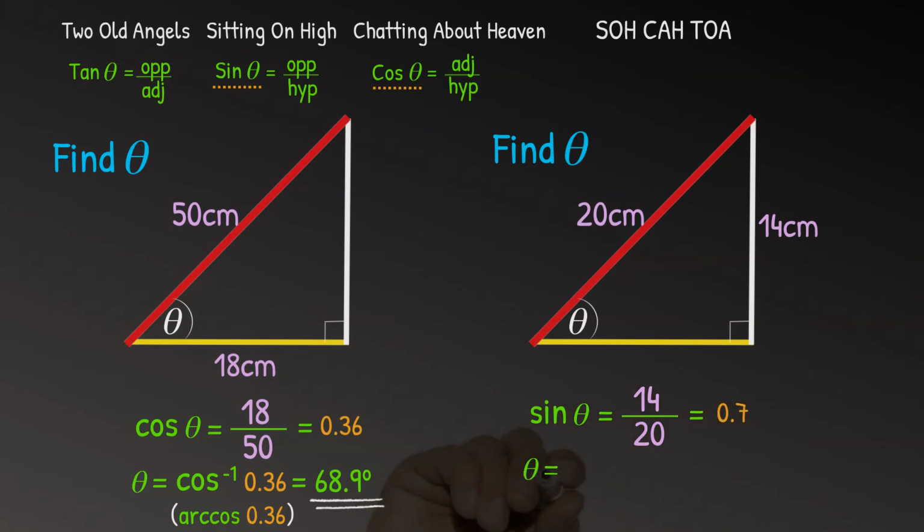So to get theta, we have to invert that. So we have to get sine to the -1, or the arc sine of 0.7, which is 44.4 degrees. So now you have your value of theta.